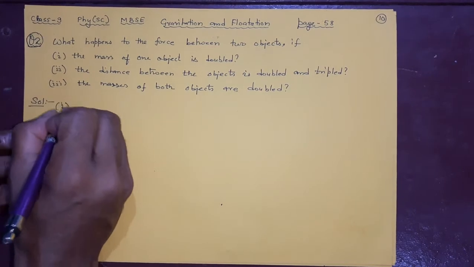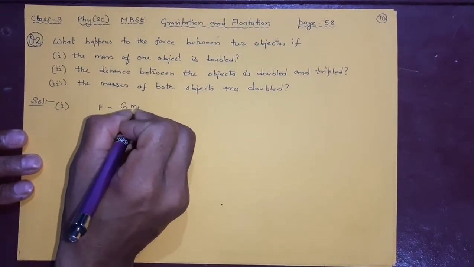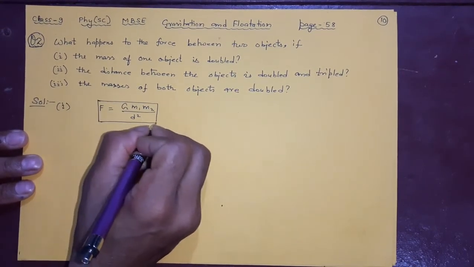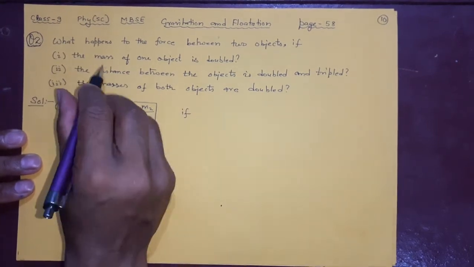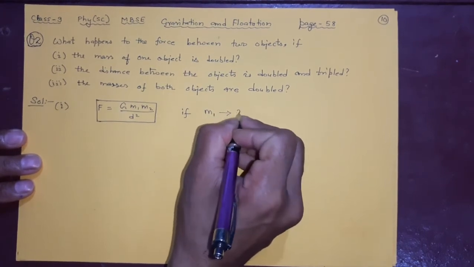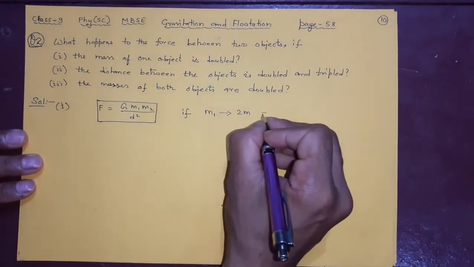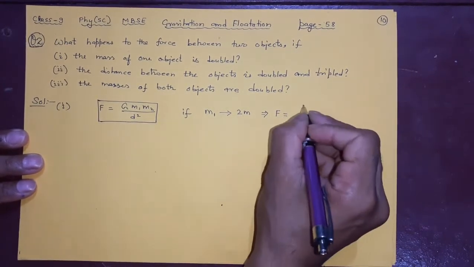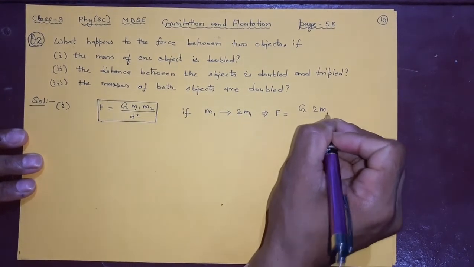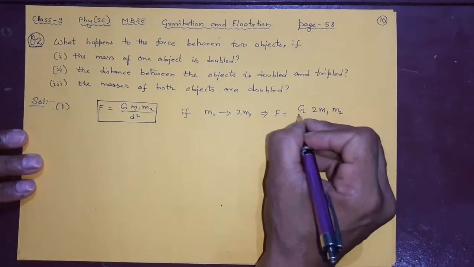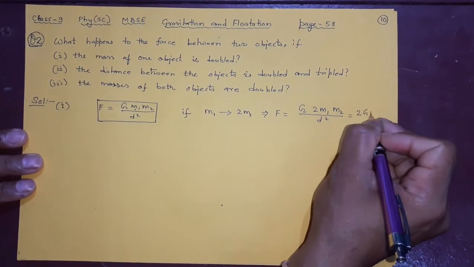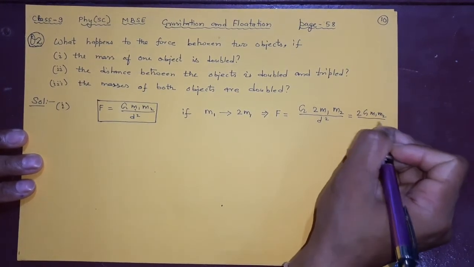Let us start. Number 1, F is equal to G m1 m2 by d square. This is the regular formula. Now, if the mass of one object is doubled, if m1 becomes 2m1, then what will happen to the force? Let us see. F is equal to G. In place of m1 I will have to write 2m1 because it is doubled. m2 will remain as it is and this will be d square.